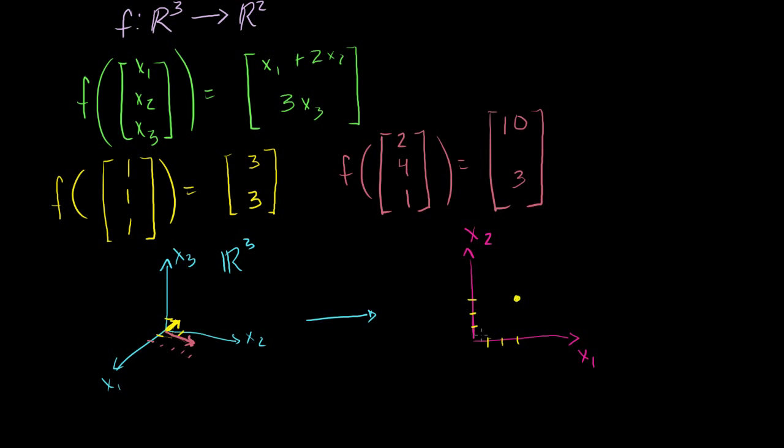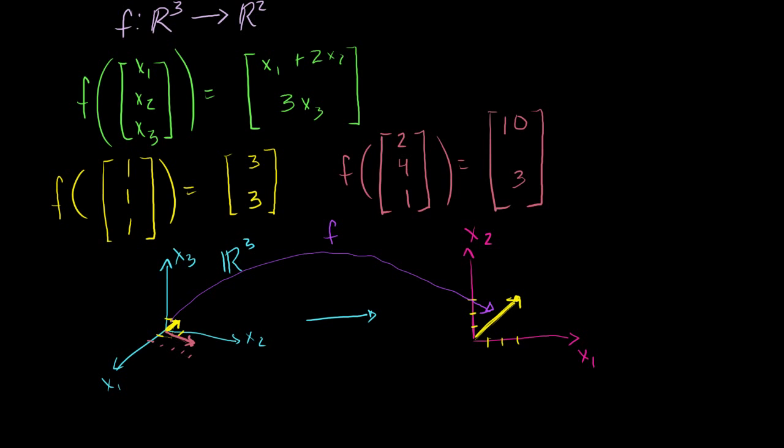So it gets me this one. If I draw it in standard position, the vector looks like this. So our function mapped from this vector in R3 to this vector in R2. That was what our function did.